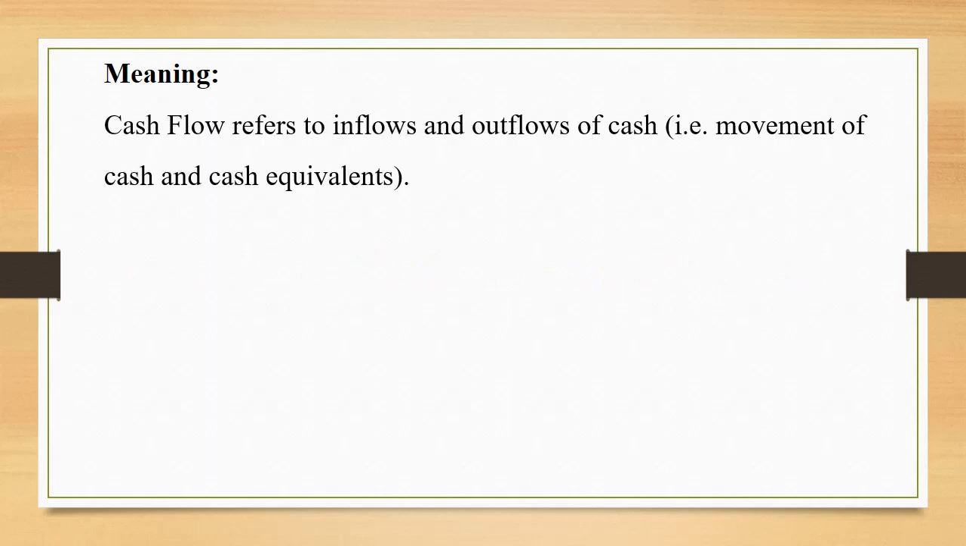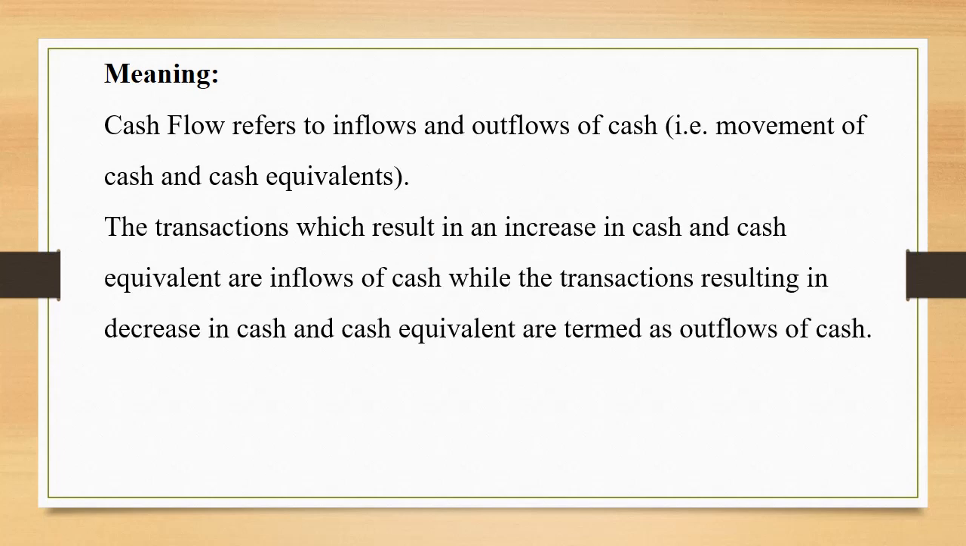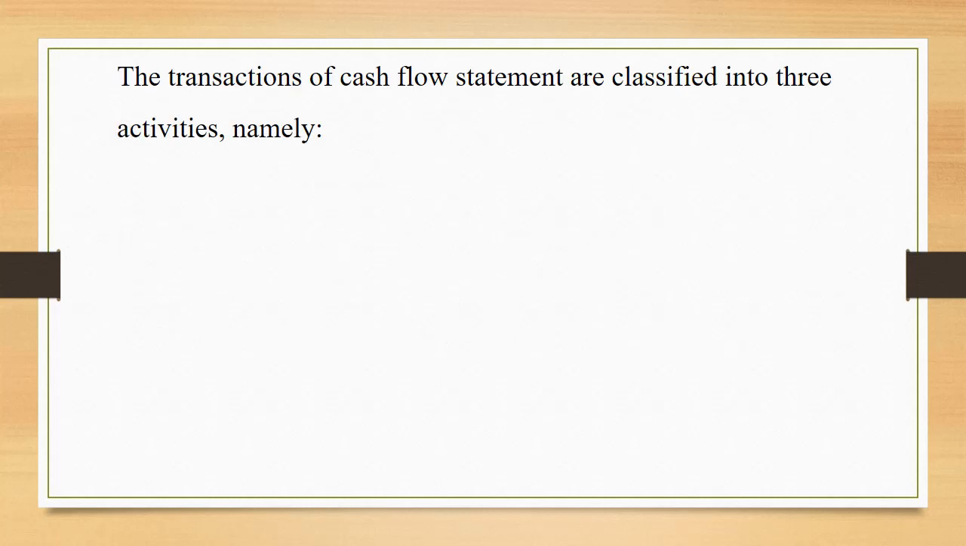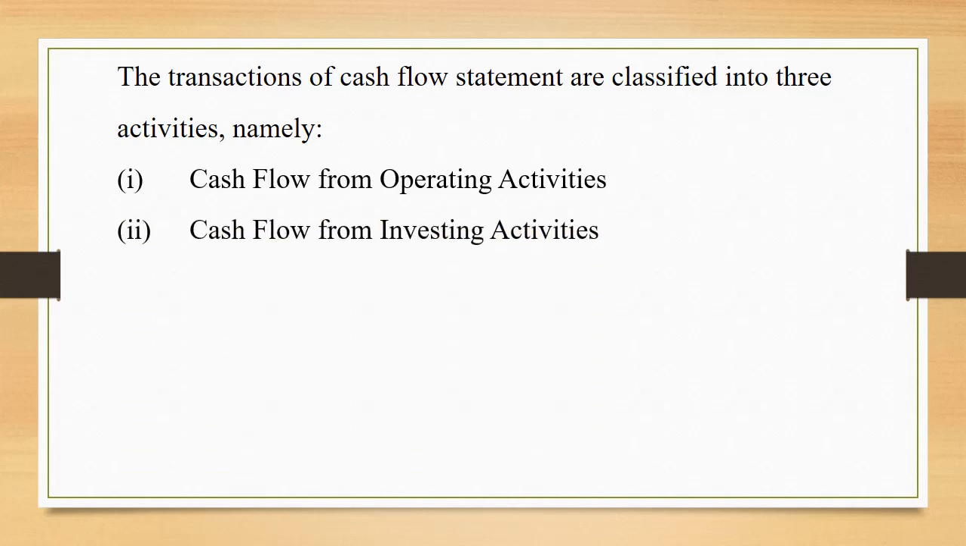Let us see the meaning of cash flow statement. Cash flow refers to inflows and outflows of cash, that is, movement of cash and cash equivalents. The transactions which result in an increase in cash and cash equivalent are inflows of cash, while the transactions resulting in decrease in cash and cash equivalent are termed as outflows of cash. The transactions of cash flow statements are classified into three activities, namely cash flow from operating activity, cash flow from investing activities, and cash flow from financing activities.